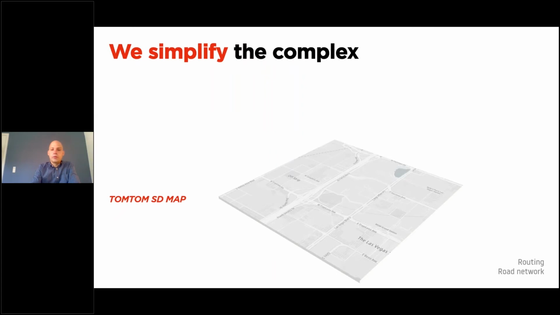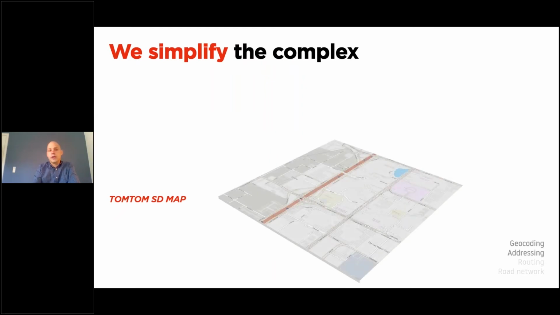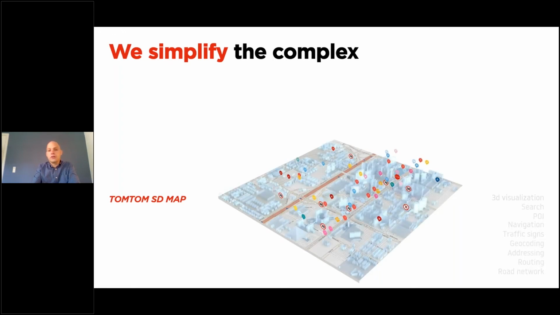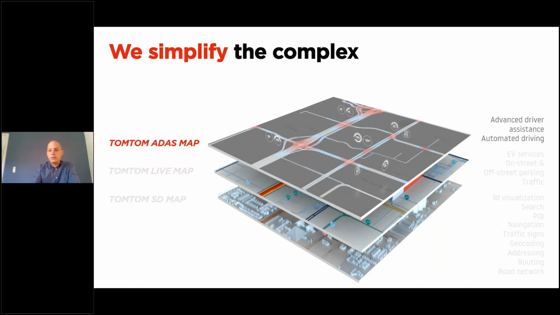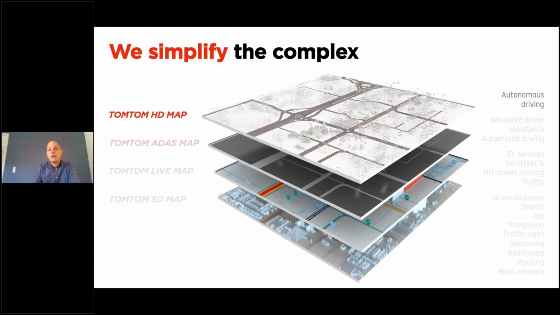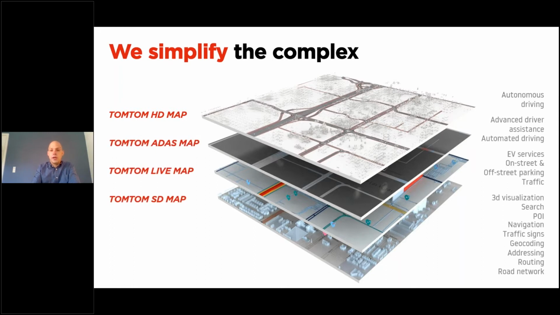So just to quickly go over again and repeat the different layers we have. We have our standard definition maps, which is about the road network, addressing and routing. So all the things in searching, POI, navigation and visualization, all the things humans normally are using in the maps. Then we have the traffic information, which is on top. That's the live map. This is also giving you information about parking and other services like EV or electrical vehicle services. And then you have the ADAS and the HD map, which is on top and meant for the machines, for the systems in the existing and in the coming vehicles in the future to improve safety and driving maneuvers.